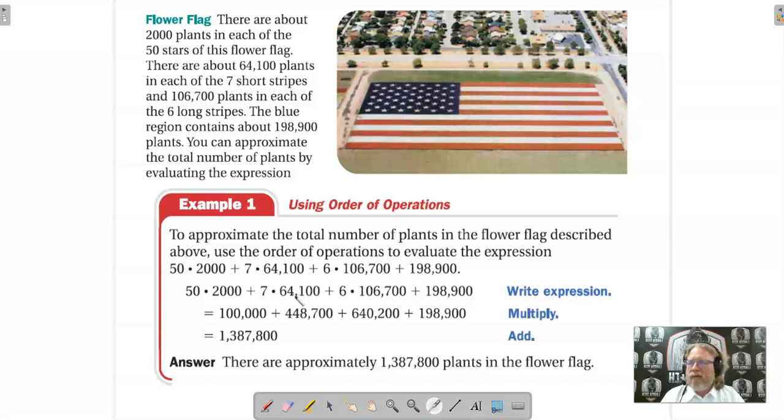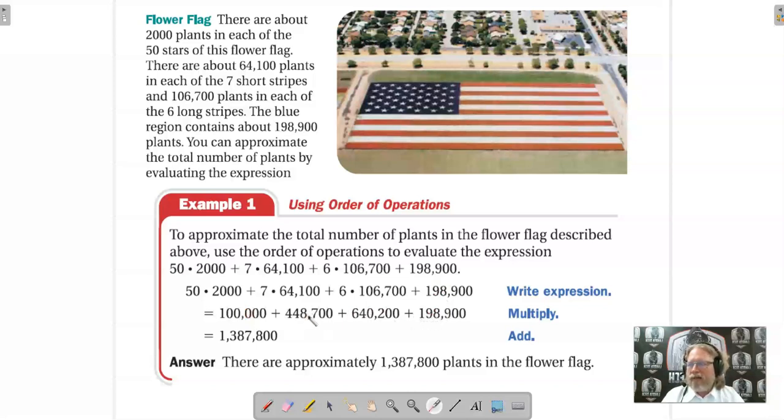Well, first we have to multiply, right? Please excuse my, well, there's no parentheses, there's no exponents, so we need to do the multiplication going from left to right. So the first one we come to is 50 times 2,000, which is 100,000. 7 times 64,100 is 480,700. 6 times 106,700 is 640,200. And then finally we bring down the 198,900.